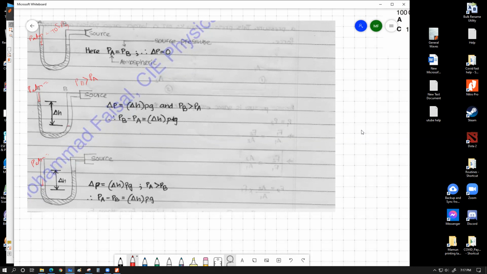If I draw a dotted line that goes through both the tubes at the level of the lower side, you have to understand that within this same horizontal level, the pressure is exactly the same. So whatever the pressure that is working over here is exactly equal to the pressure that is working over here.